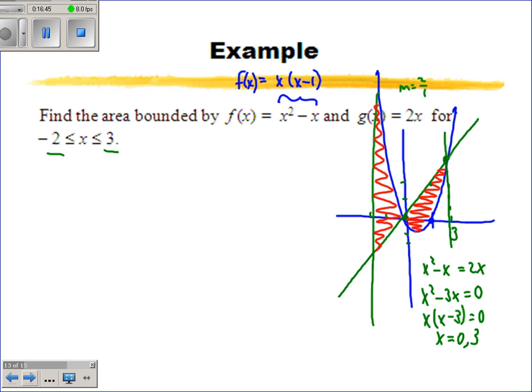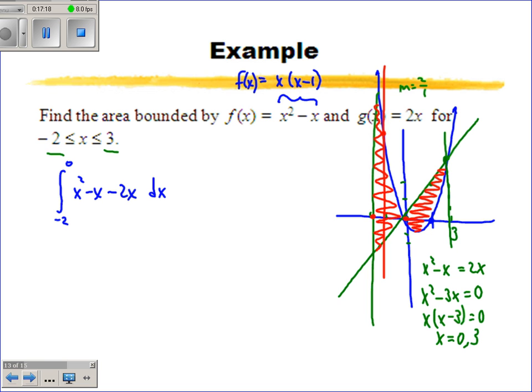Because look at the first piece here. Between -2 and 0, which function is the largest? If you just dropped a straight vertical line, it's passing through the parabola first. The parabola is greater than the line down here. So the first integral, when we set it up, we'll have the parabola's equation first, x squared minus x minus the 2x. And that one, what x's is that part of the area bound between? It'd be -2 to 0.